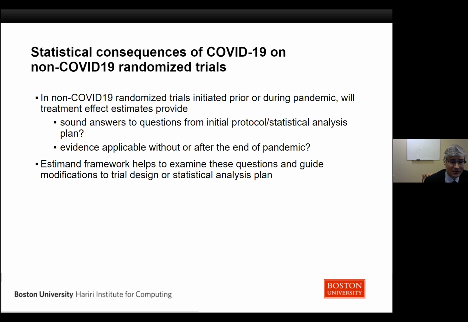So our community is still learning how to answer these questions, how to adjust analysis to the pandemic. But several groups have proposed to use the estimand framework, a novel framework, to assess these questions and eventually modify statistical analysis plans. So I'd like to introduce this framework in the next 3 slides, and then discuss at a very high level how to use it to eventually adjust analysis.